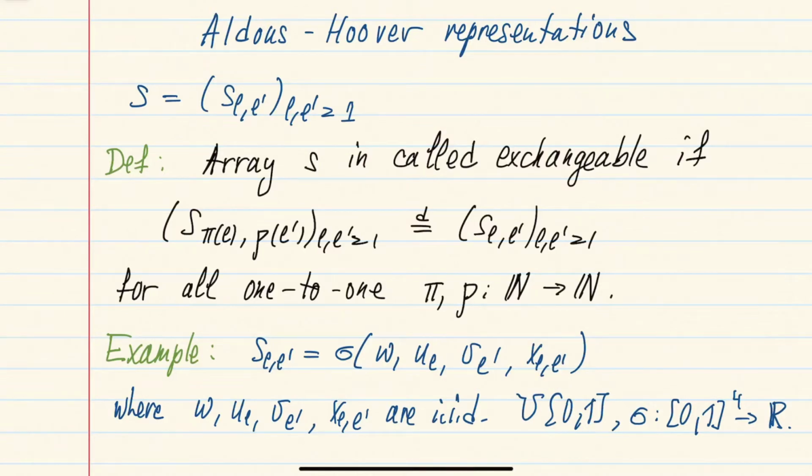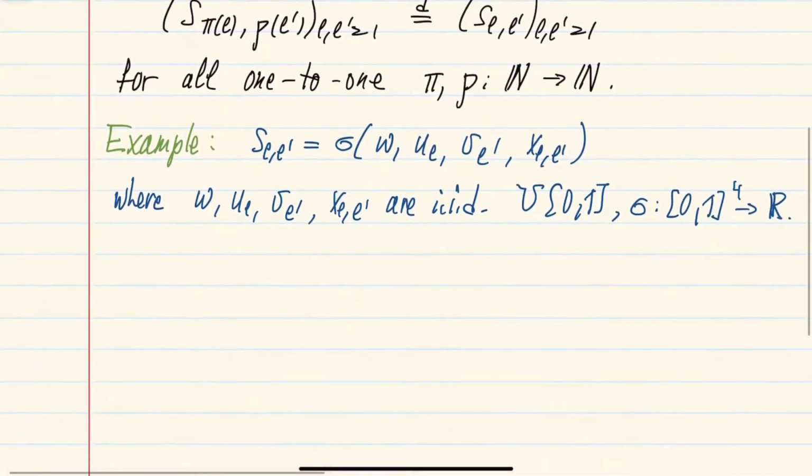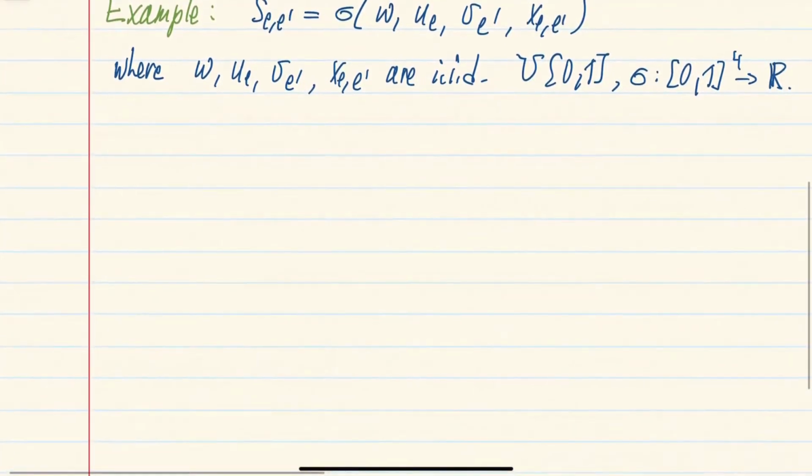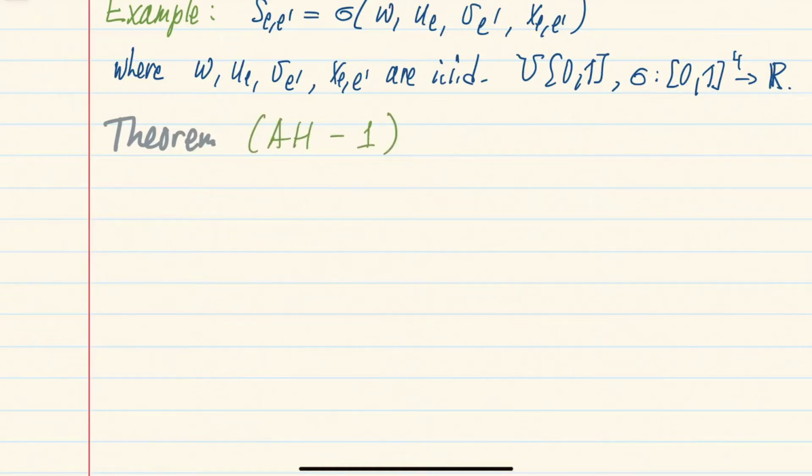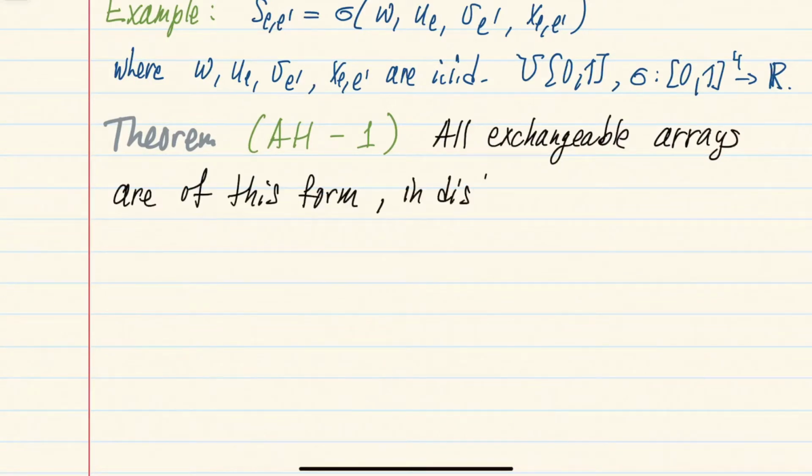Okay, but it turns out that this simple example of an exchangeable two-dimensional array actually covers all the possibilities. And this is a theorem which is called Aldous-Hoover representation. Okay, and it will be part 1. We'll give another version of this theorem in a second. So it says that all exchangeable arrays are of this form in distribution. Okay, in other words, there exists a choice of this function sigma so that the array will be equal in distribution to an array of this form.